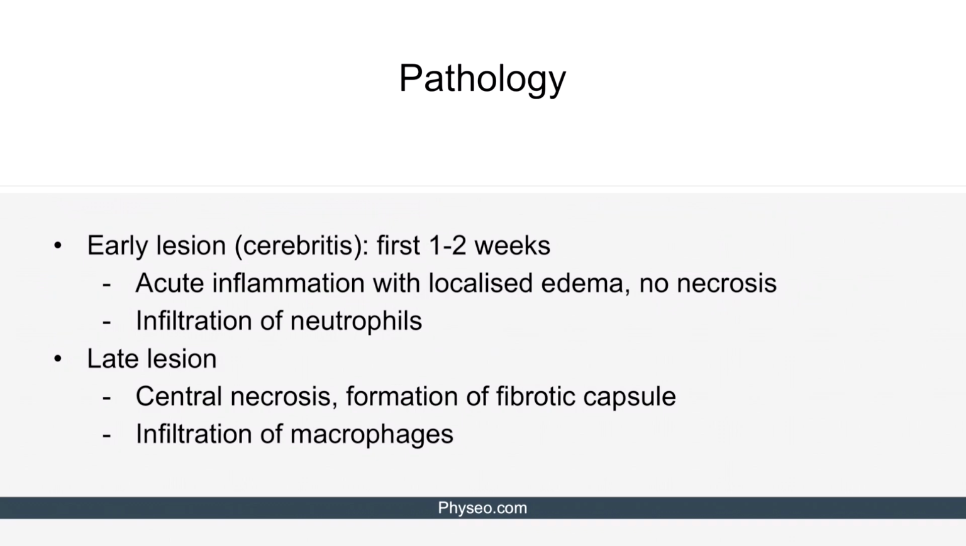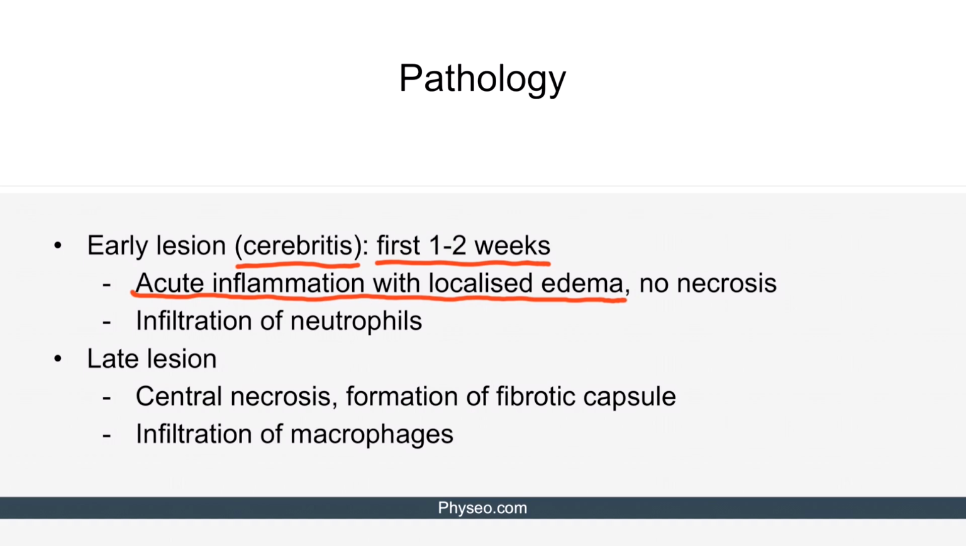Now let's talk pathology. On histopathologic examination of a specimen that has been taken from a brain abscess, the findings actually depend on the age of the lesion. In other words, what you'll see depends on how old it is. So in an early lesion, we're talking the first 1 to 2 weeks, we call this cerebritis. And here there's acute inflammation with localized edema, and there's no necrosis. Also, there'll be predominant infiltration of neutrophils.